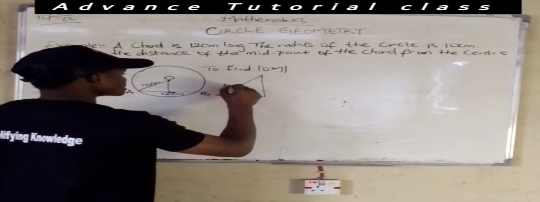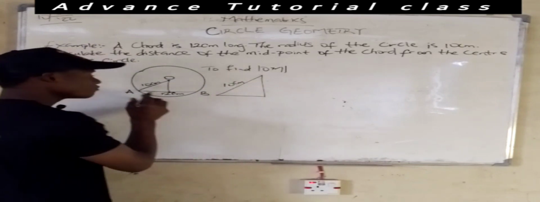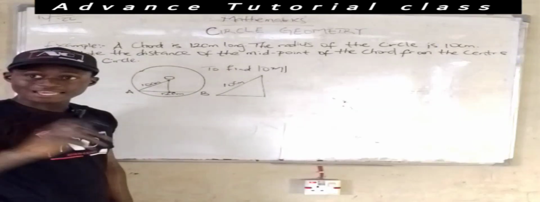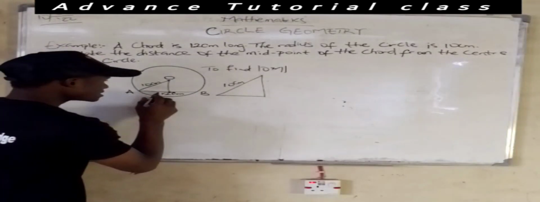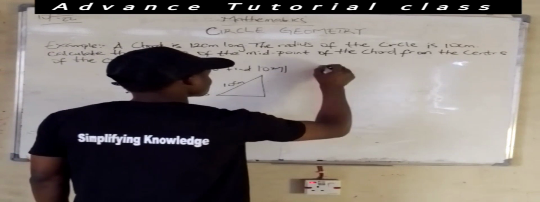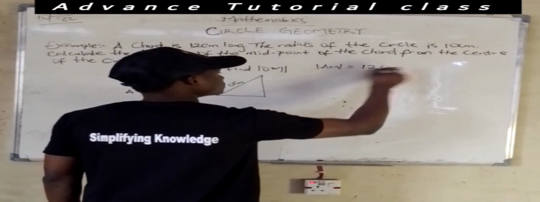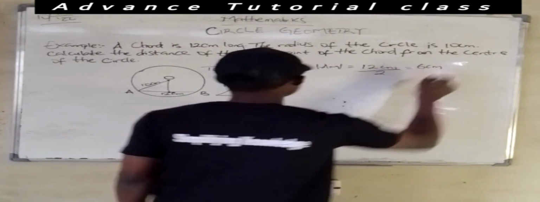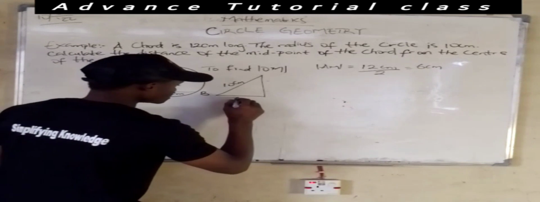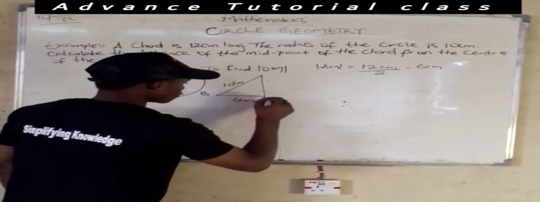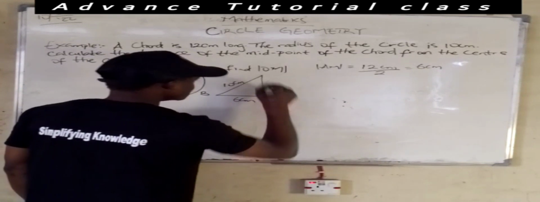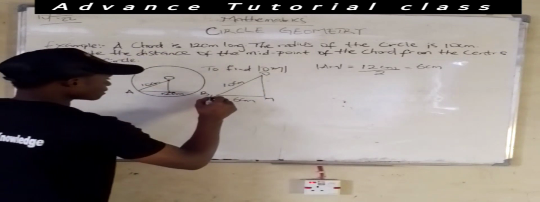So this place is 10 centimeters. Remember, if from here to here is 12 centimeters, then the distance AM is going to become 12 centimeters divided by 2. So that is going to give us 6 centimeters, meaning that this place is going to be 6 centimeters. So this is M, this is O, and this is A.